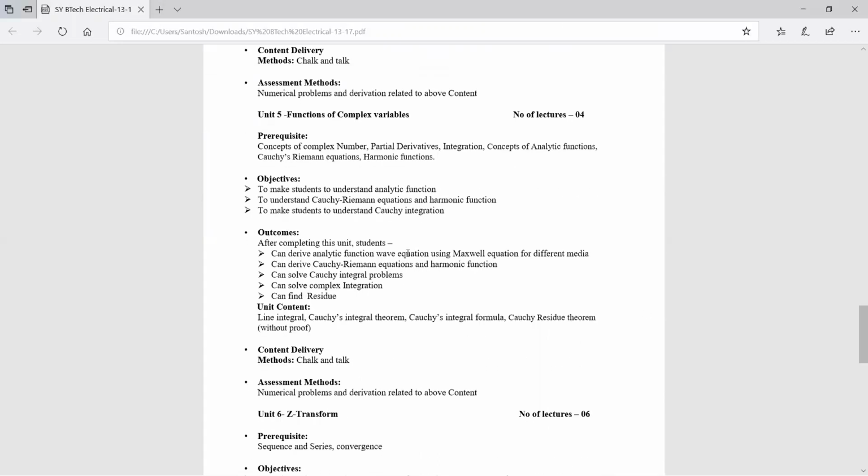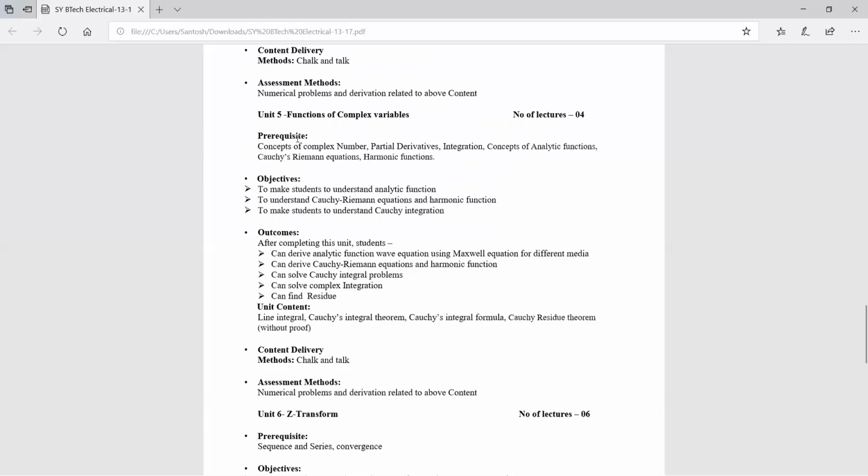Now see chapter number 5, functions of complex variable. Prerequisites: sets of complex numbers. It is important to know the representation of a complex number, what a complex variable is, and what a function of a complex variable is. After that, partial derivatives, integration, the concept of analytic functions, Cauchy-Riemann equations, and harmonic functions. These are the prerequisites of this chapter.